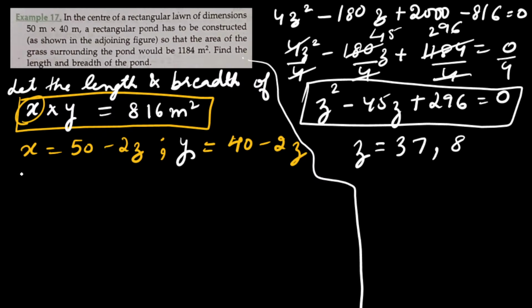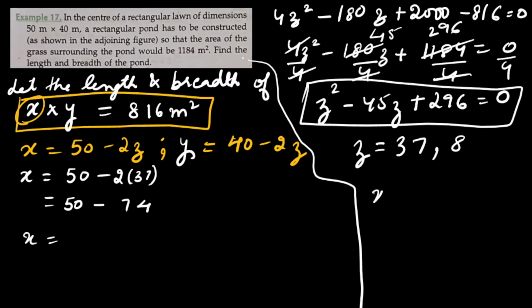So z's value, first of all, I am finding the value of x. So 50 minus 2z. If I am taking 37, what will happen here? This will become negative. Overall, the value of x will become negative, which is not acceptable because x and y are dimensions, so they should be only positive. If I take the value of z as 37, x and y both will become negative. So that's why z of 37 we cannot consider.